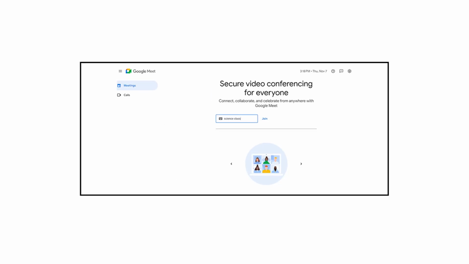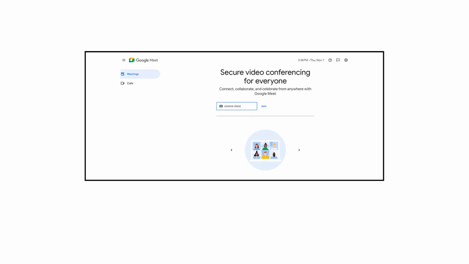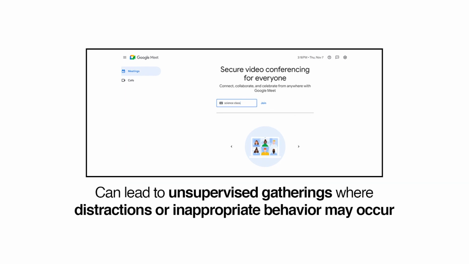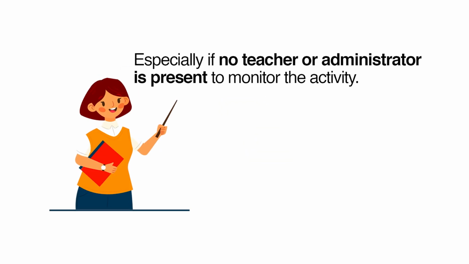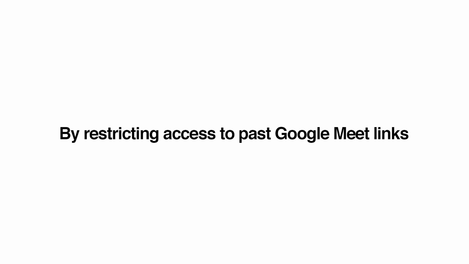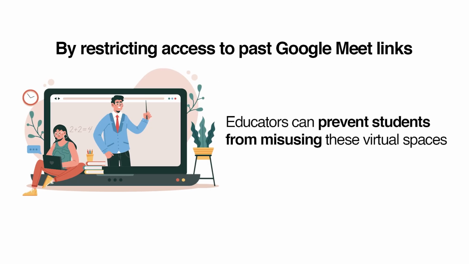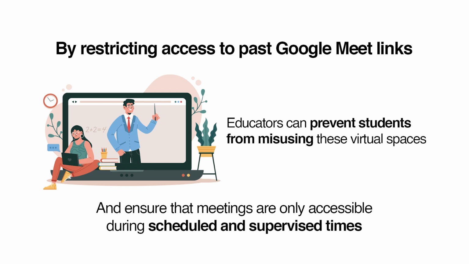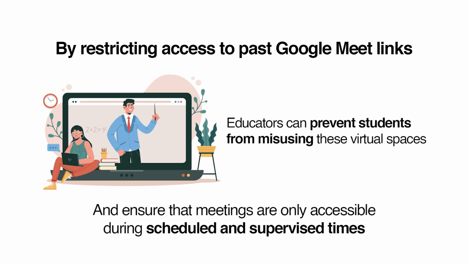However, the option to allow students to rejoin previously hosted sessions can lead to unsupervised gatherings where distractions or inappropriate behavior may occur, especially if no teacher or administrator is present to monitor the activity. By restricting access to past Google Meet links, educators can prevent students from misusing these virtual spaces and ensure that meetings are only accessible during scheduled and supervised times.